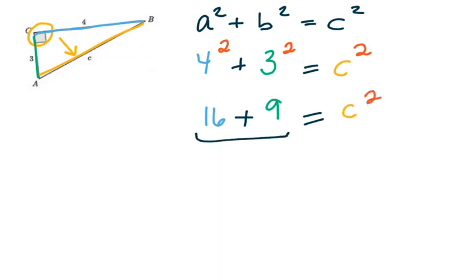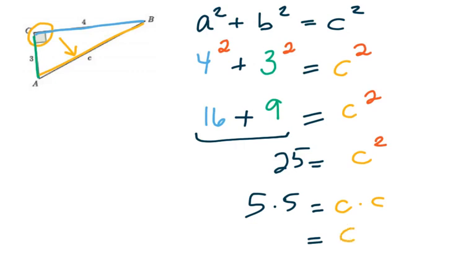I'm going to add these up, combining like terms. 16 plus 9 equals 25, and it's equal to C squared. We are in luck on this problem. 25 is what we call a perfect square, which means that it has one factor that we use twice. We're going to multiply it times itself. So in fact, on this problem we can determine exactly what C is, because the way you find 25 is 5 times 5. So because you're finding 25 by 5 times 5, it means that C is equal to 5.